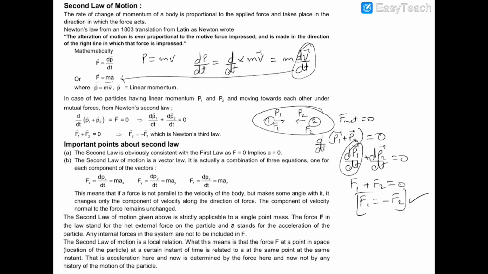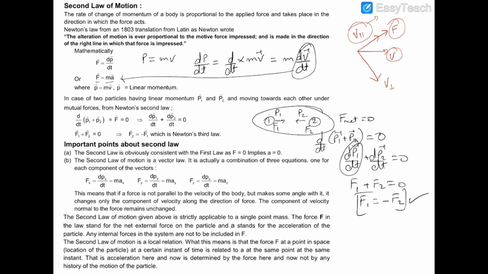It means that if a body has a velocity in this direction and the force is acting in this direction, then the velocity component which is parallel to this force, v parallel, and the other component is perpendicular to the force. As we know, force will change only that component which is in the direction of force, so v parallel will be changing and v perpendicular will remain constant, as there is no force acting in the direction of v perpendicular.